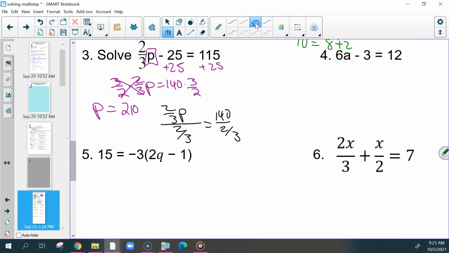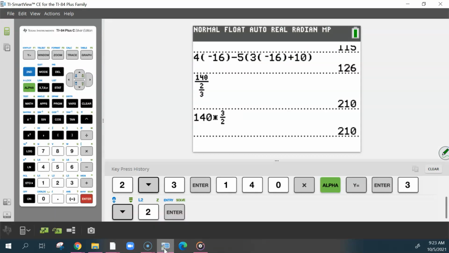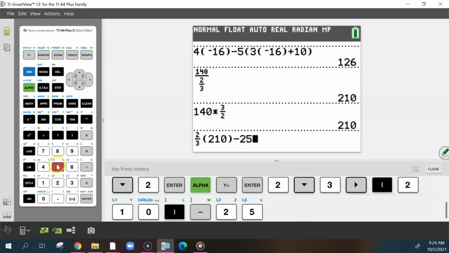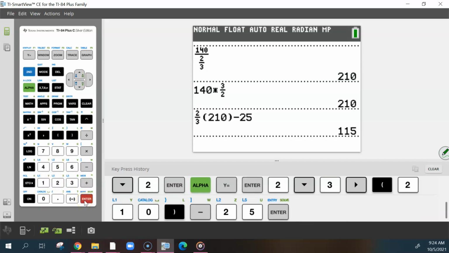And then we're going to check and make sure this works. So put 210 back into P. Like someone asked earlier, could you just put this back into the calculator? Sure. So I could put in alpha y equals 2/3 times your 210 and subtract 25. And that would give me the 115 that the other side equaled. So that would be a faster check method.